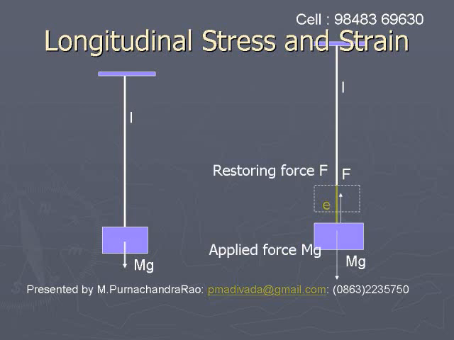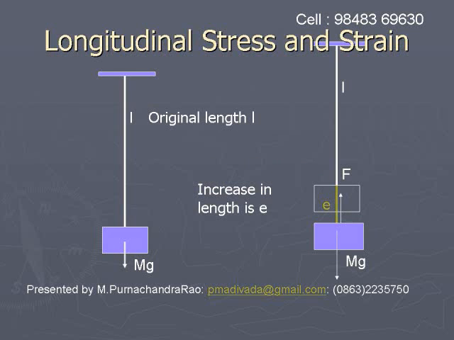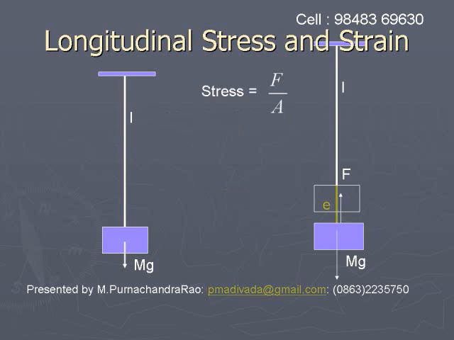It is represented in the right side figure. Mg represents the deforming force and F, the arrow upwards, indicates the restoring force. Of course, F is equal to mg in magnitude. Their directions are opposite. L represents the original length and the colored circle represents the deformed state of the load, and the non-colored rectangle represents the original position of the load when it is attached. And small e represents the increase in length of the wire. L represents the original length of the wire when it is not deformed.